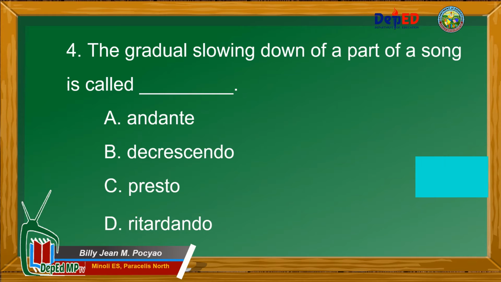Number 4. The gradual slowing down of a part of a song is called letter A. Andante. Letter B. Decrescendo. Letter C. Presto. Letter D. Retardando. The correct answer is letter D.